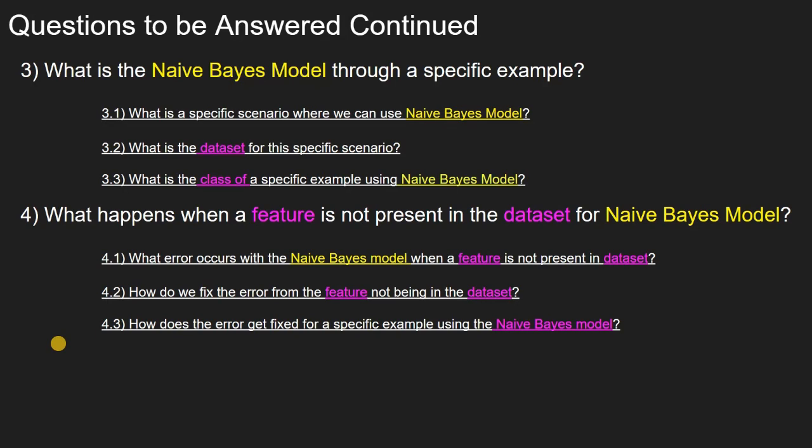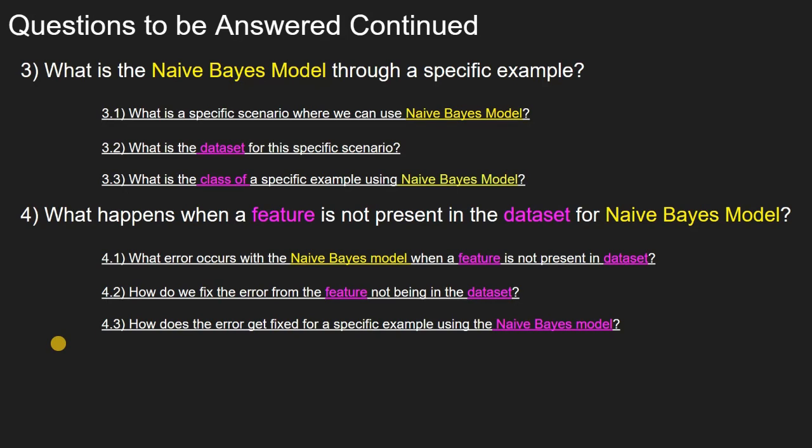The three sub-questions I'm going to be answering to answer that question are, what is a specific scenario where we can use our naive Bayes model, what is the data set for this specific scenario, and what is the class of a specific example using the naive Bayes model. Those are the three sub-questions.